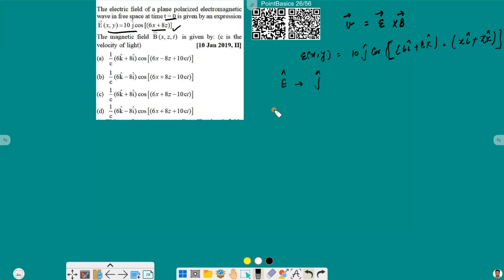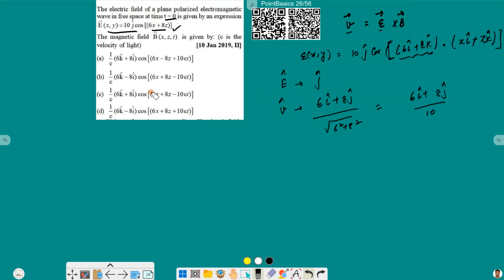And this whole wave will be propagating along, or we can say velocity will be along this unit vector. Now we have to convert it into a unit vector, so that will be 6i plus 8k by square root of 6 square plus 8 square, and that will be 10. So this will be basically 6i plus 8k divided by 10. So that is the direction of velocity. Now we know that V is equal to E cross B. We have V, we have E, so we have to find out what will be the value of B, or what will be the direction of B basically.